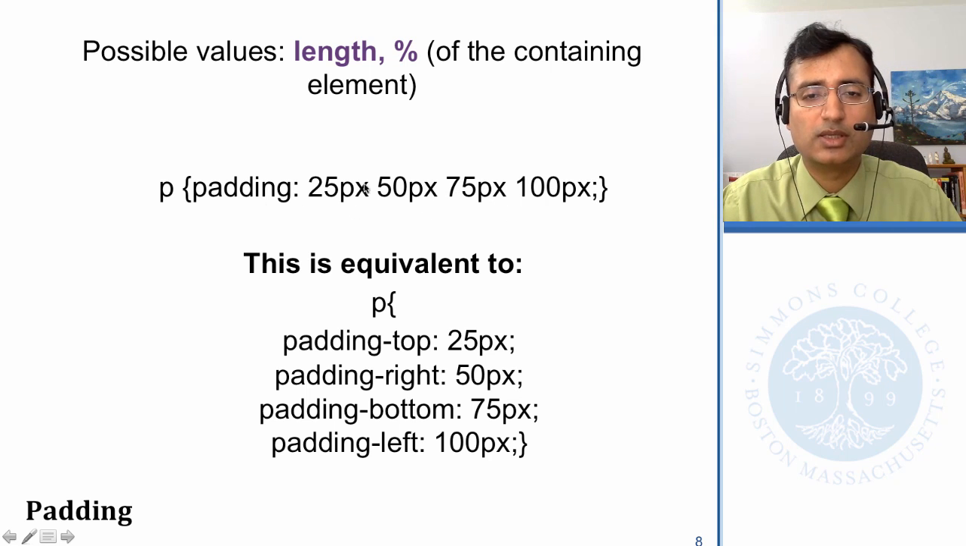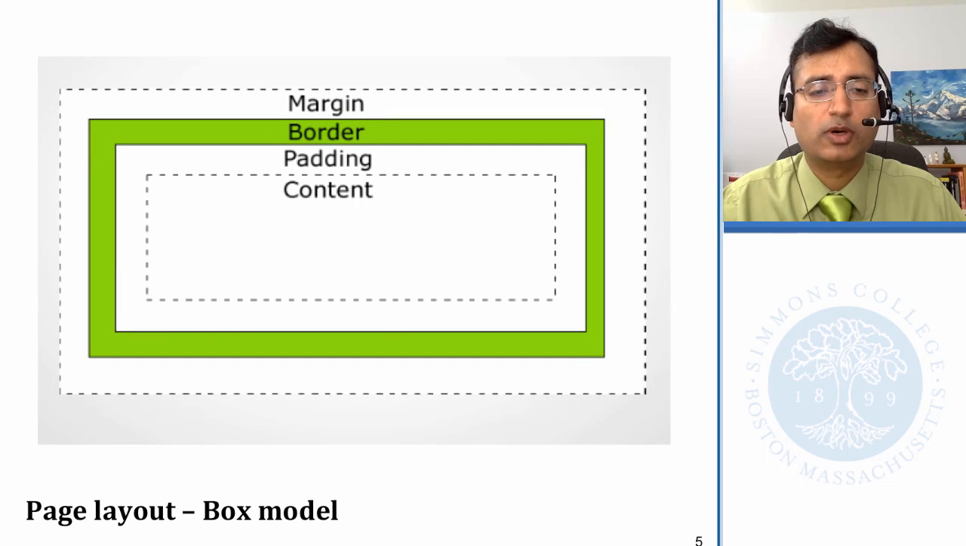Writing this is the same as writing this in more extensive form, where you say padding top, padding right, padding bottom, and padding left. But it's much easier to write it this way. So the box model is important to understand when you talk about layout, to understand how you can specify the properties for the padding, border, and margin. And after that, we'll look at positioning in CSS.